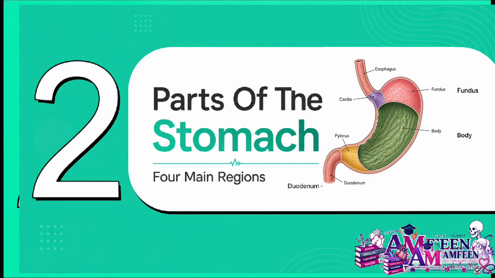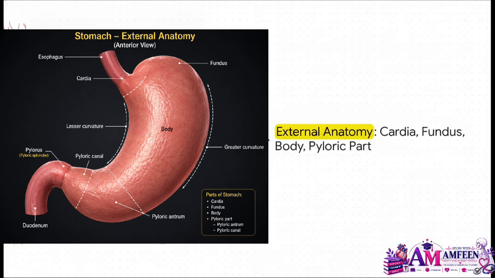Moving on to Section 2. Parts of the stomach. Let's first look at the different parts of the stomach. The stomach is divided into 4 main regions: cardia, fundus, body, and pyloric part. The cardia is the region where the esophagus enters the stomach. So, simply remember, esophagus, then down to the cardia, then the stomach.